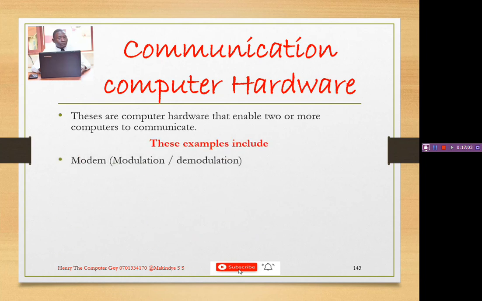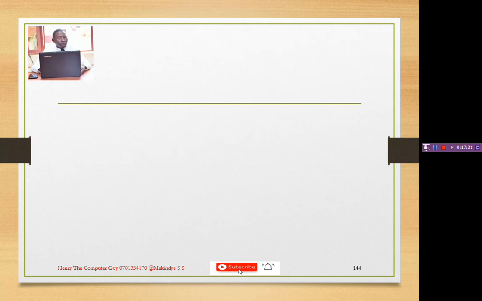For example, we can have a modem. In full, modem is modulator, demodulator, changing from either analog to digital or digital to analog. You can have the cables for network cables or the Ethernet cables. We can have the network card, the routers, the switches, the hubs, and others. Let's look at them in diagrams.